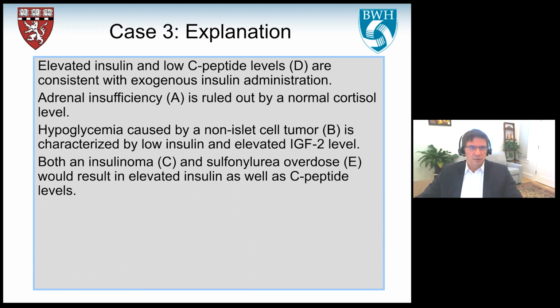Elevated insulin and low C-peptide levels, as demonstrated in option D, are consistent with exogenous insulin administration. Adrenal insufficiency is ruled out by a normal cortisol level. Hypoglycemia caused by a non-islet cell tumor, or option B, is characterized by low insulin and elevated IGF-2 levels. Both an insulinoma and sulfonylurea overdose would result in elevated insulin as well as C-peptide levels.